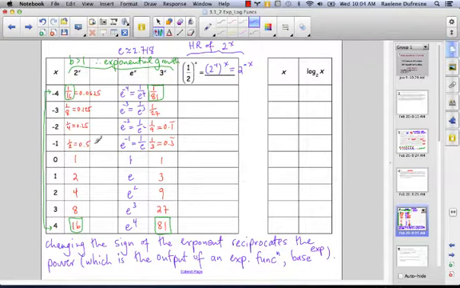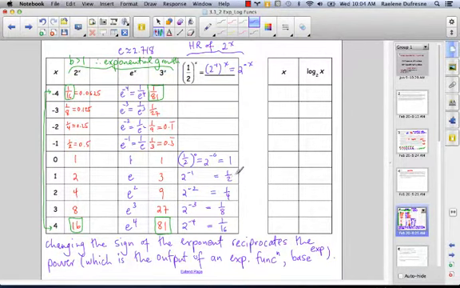So if we take 0, 1/2 to the 0 is 1, or 2 to the -0 is still 2 to the 0, which is 1. But now we are reciprocating the output. So if x is 1, we get 2 to the -1, which is 1/2. When x is 2, we get 2 to the -2, which is 1/4. So we're getting the reciprocal of the 4 that we had in the exponential growth case for base of 2. When x is 3, 2 to the negative 3 is equal to 1/8. And when x is 4, 2 to the negative 4 is equal to 1 over 16.